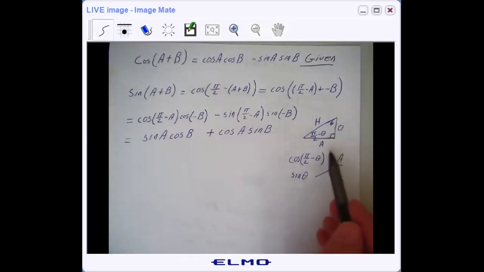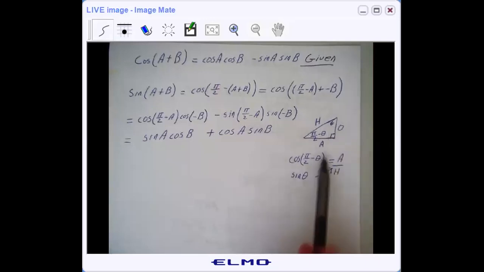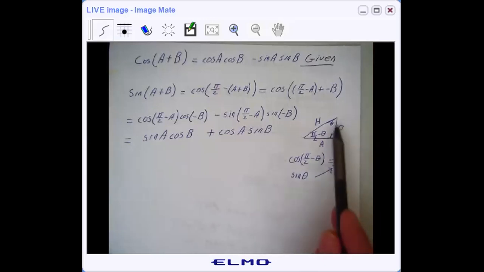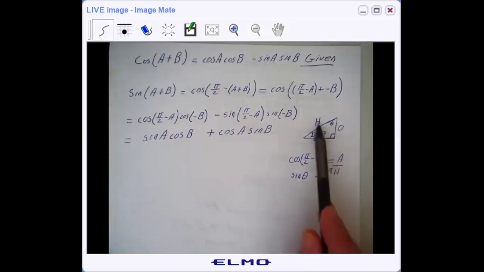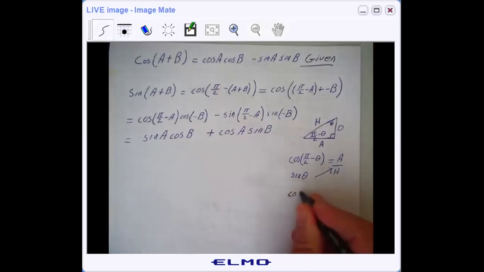Now, the reason why this is important, you can see pretty quickly, remember the definition of cosine? The definition of cosine is the adjacent side divided by the hypotenuse, all right? So the cosine of pi over 2 minus theta is equal to the adjacent side over the hypotenuse. But that's also the same as up here for sine. The sine of an angle is the opposite side divided by the hypotenuse. So you see, in that way, we actually get that the cosine of pi over 2, I'm just rewriting it, minus theta is equal to sine theta.